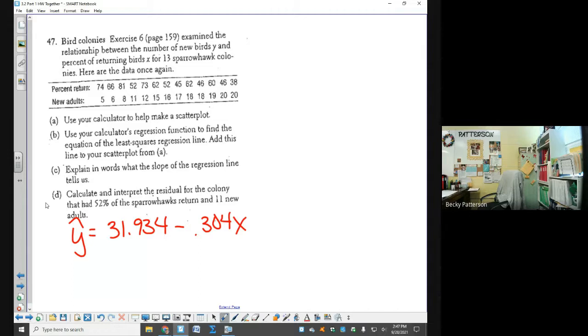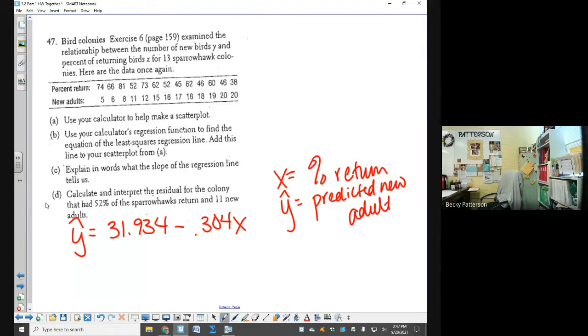An equation. You just use two variables. Oh, what have you not done yet? You gotta define your variables. X equals, well, look at your chart. What's X equal? Percent return. And what is Y hat? What word must you use? Predicted. Do y'all see how easy it is to forget your variables? Because we've done it twice. It's so easy.